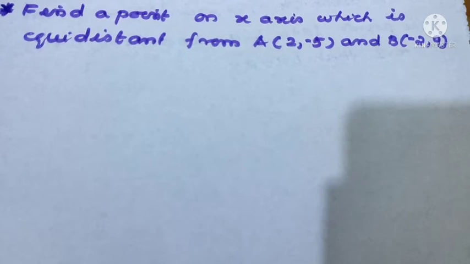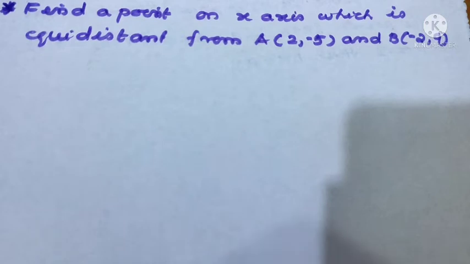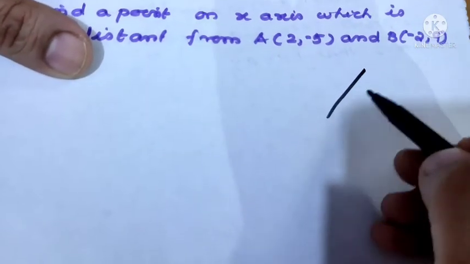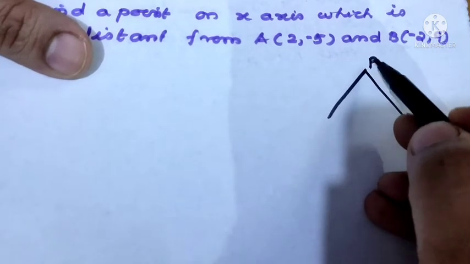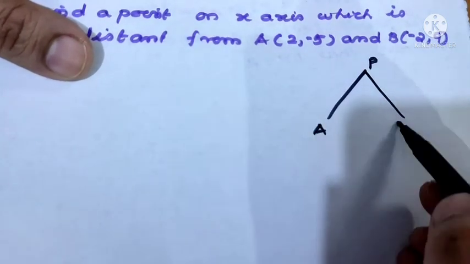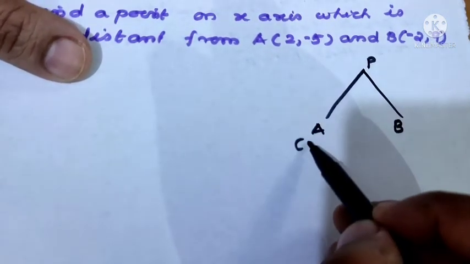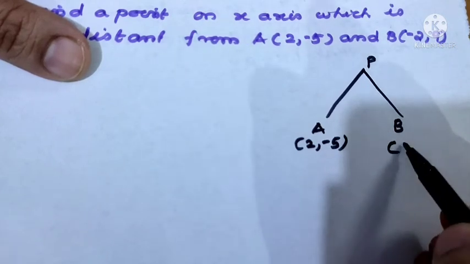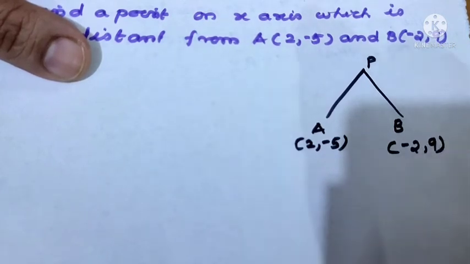Find a point on the x-axis which is equidistant from A (2, minus 5) and B (minus 2, 9). Compared to the last question, it is given that the point is on the x-axis and equidistant from A and B. So again we will take a diagram like this. P I will take here, here A, and here B. A has coordinates 2 comma minus 5. Don't think about the first quadrant, second quadrant like that. It is just a rough representation only.